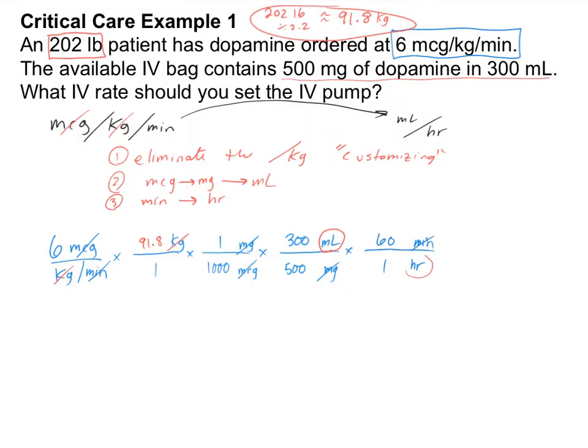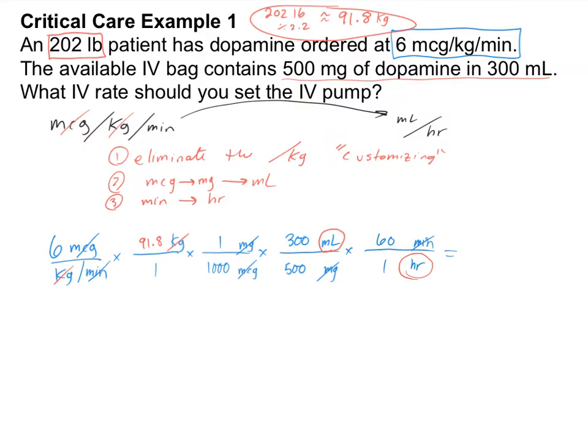So multiplying by 60 over 1 will give me milliliters per hour. Now we have in these problems typically, and as we'll see actually in this entire module, dimensional analysis strings where we have a lot of products. We're multiplying a lot of things.